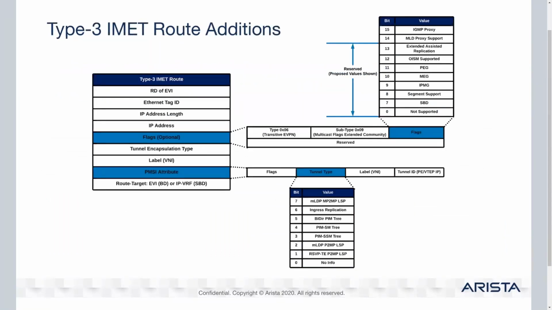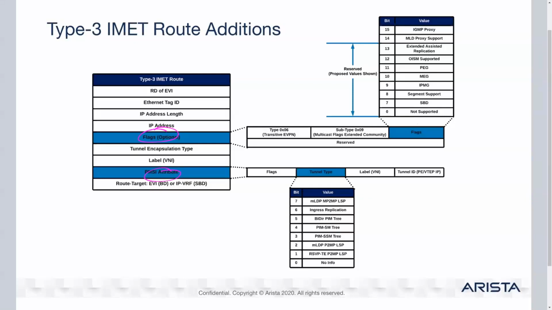And the way this is going to be signaled is via some new additions to our old friend, the IMET route. So these new additions are the multicast flags extended community, and then the PMSI tunnel attribute, otherwise referred to as the PTA. So first, we'll take a closer look at the multicast flags extended community.